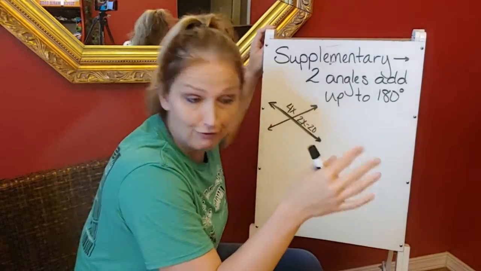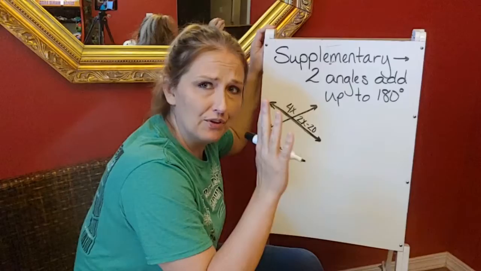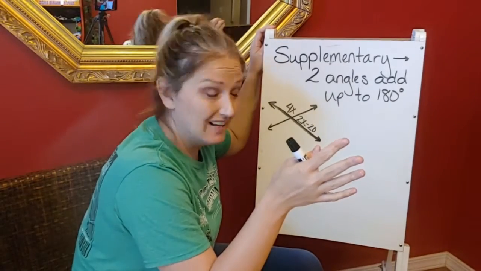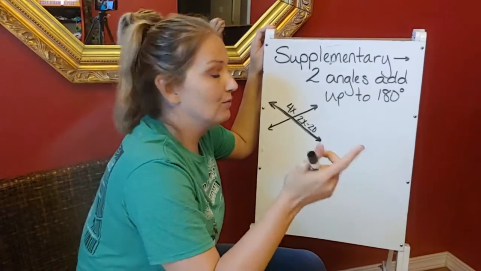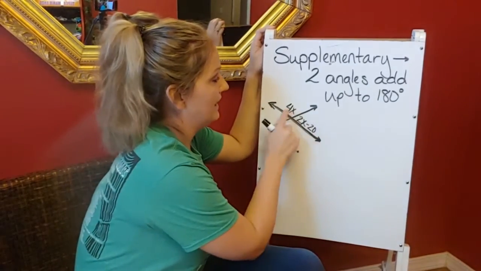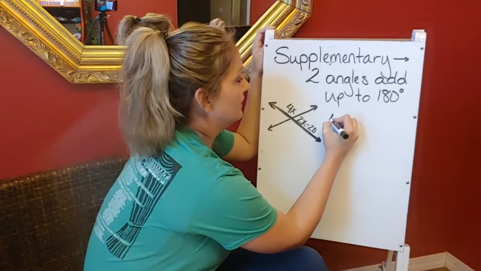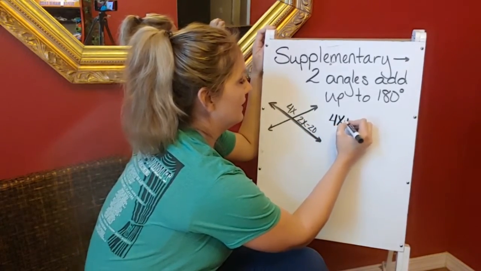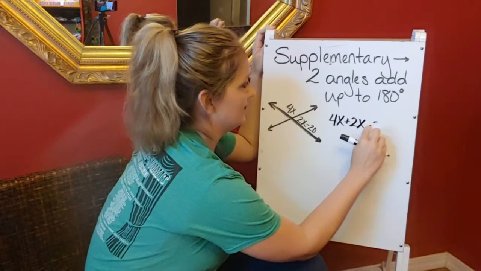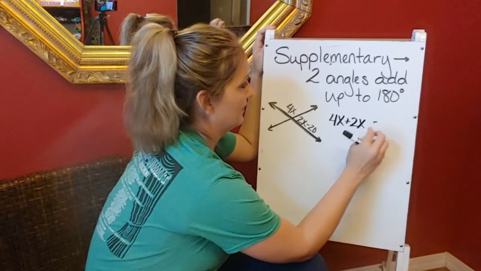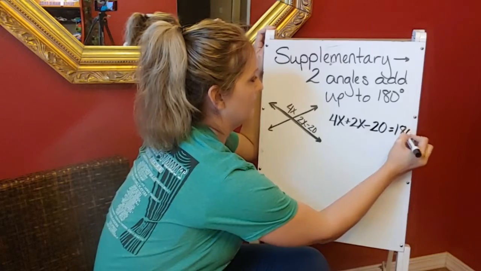You know, half of math is coming up with really long, cool words for super simple things. That's one of these. Supplementary means that two angles add up to 180 degrees. So if you remember what we did yesterday, these two angles add up to 180. They're supplementary to each other. So we're going to add them together. So 4x plus 2x minus 20 equals 180. Okay?